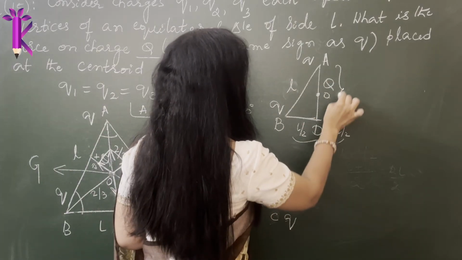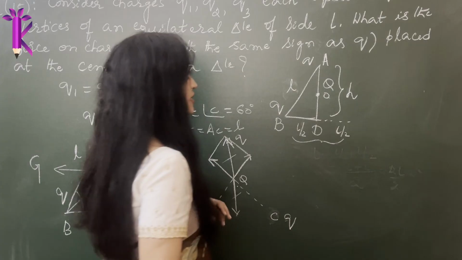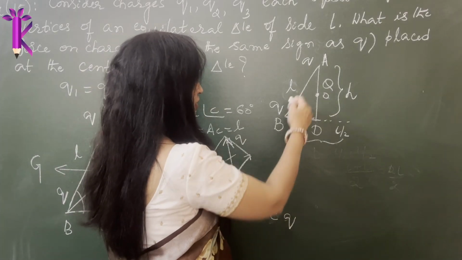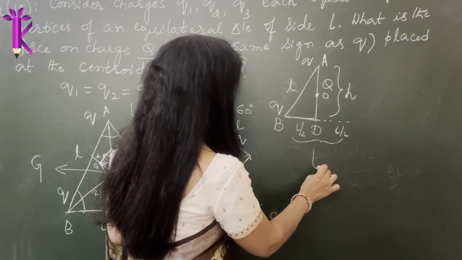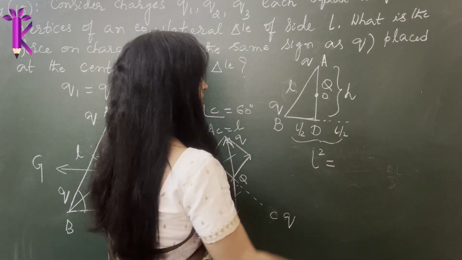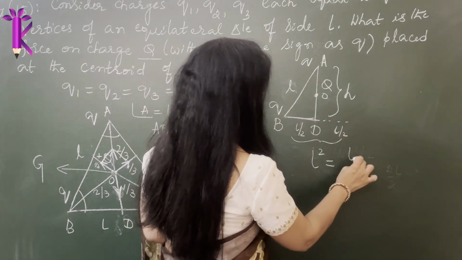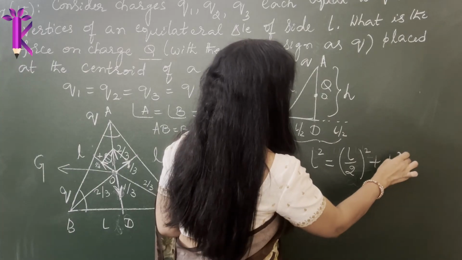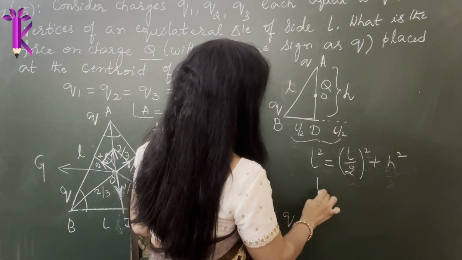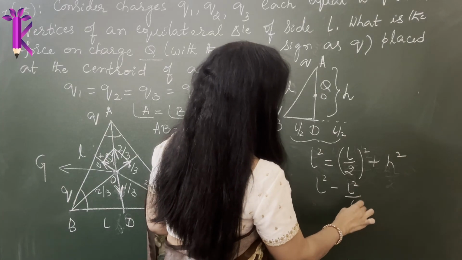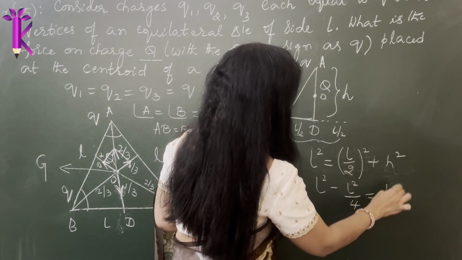We do not know this height. H is unknown. So let's use the Pythagoras theorem. Hypotenuse square, which is L square, is equal to the adjacent square plus the perpendicular square. So L by 2 the whole square plus H square. So therefore L square minus, if I bring it on this side, L square divided by 2 square, which is 4, is equal to H square.